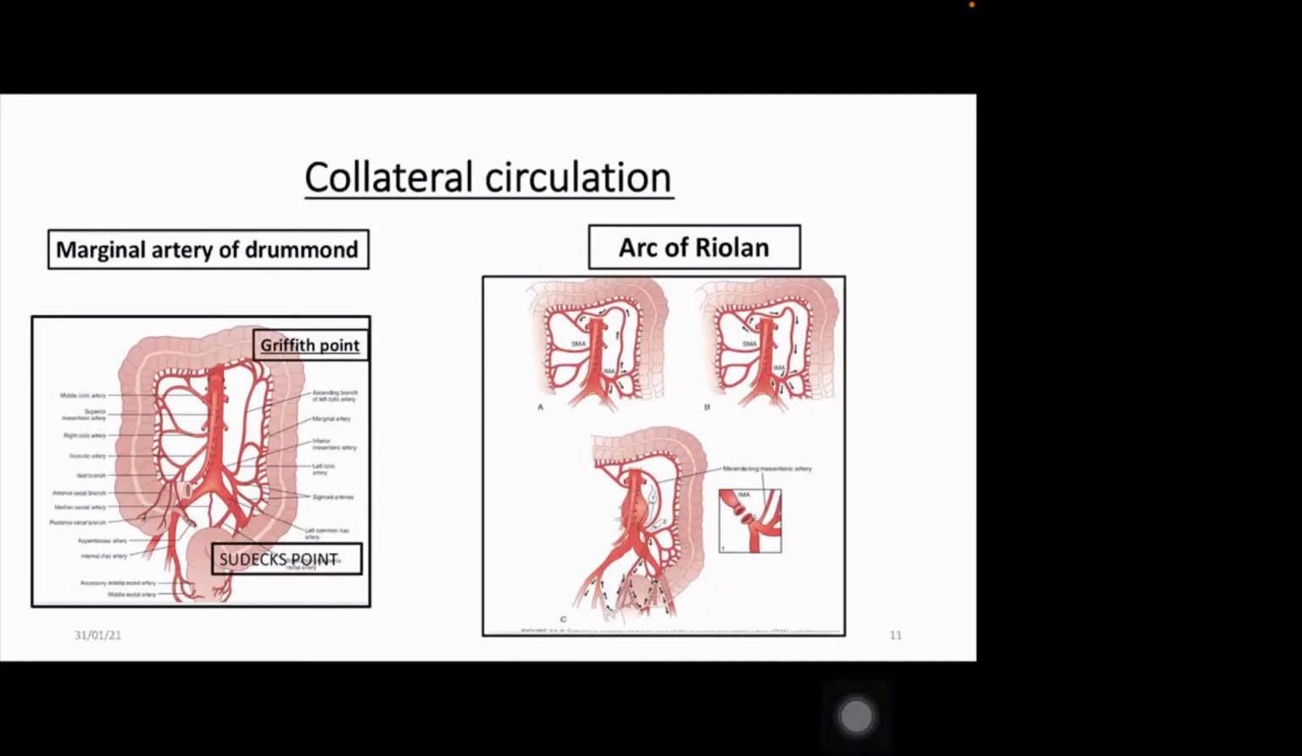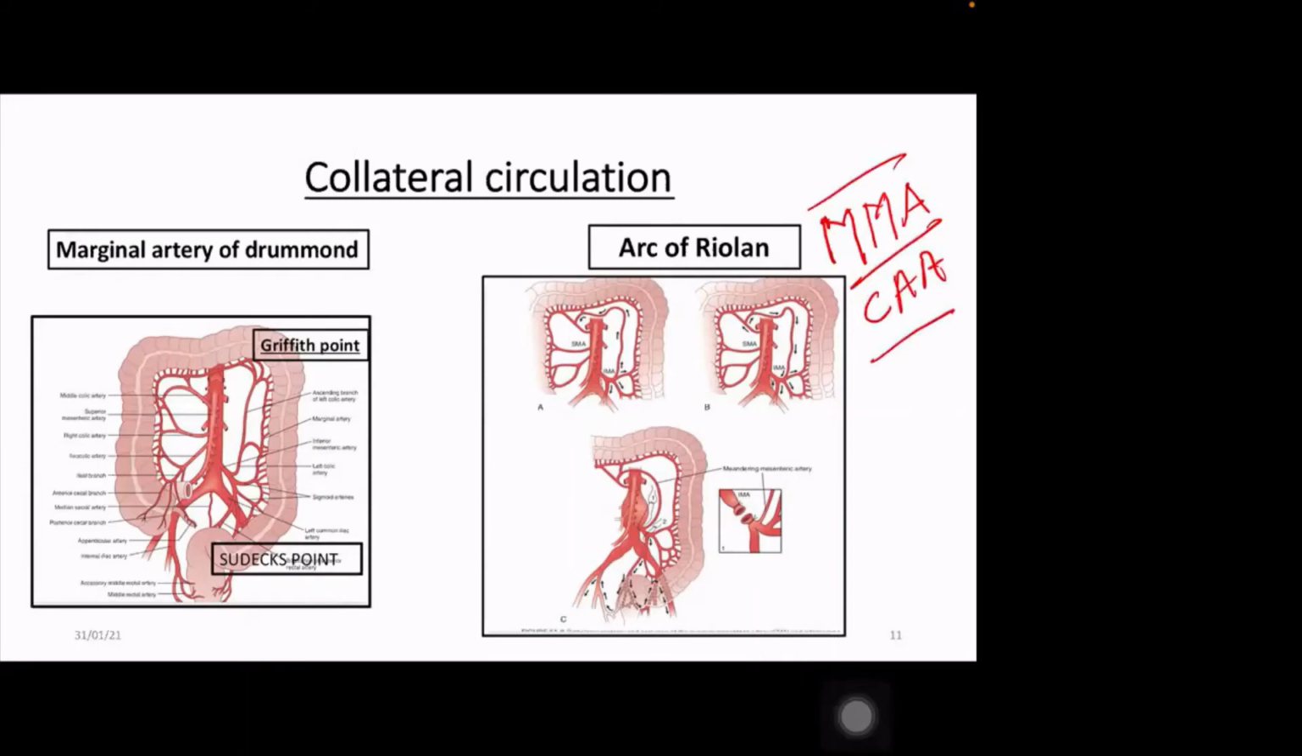Okay, so the next important artery which forms an important part in the collateral circulation is the arc of Riolan. It is also called the meandering mesenteric artery or the central anastomotic artery. These are the other two names of the arc of Riolan.